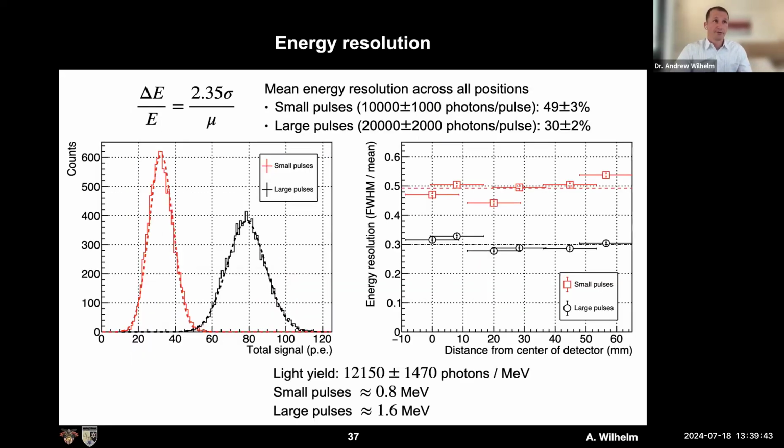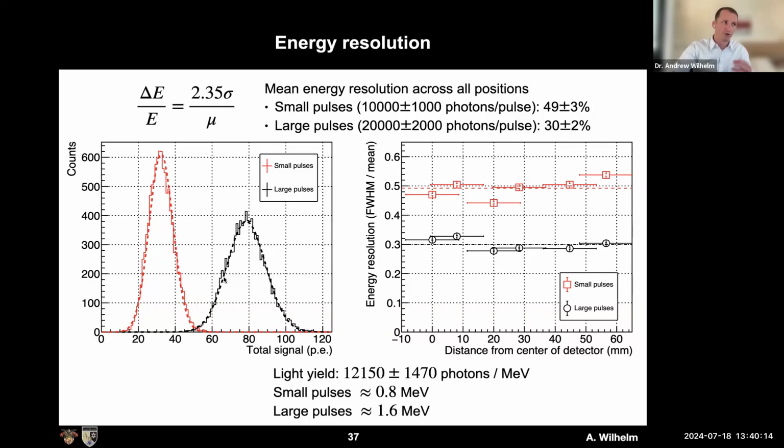The energy resolution that we measured, we found to be relatively independent of position in the detector. That's what we're showing on the right here. In order to measure this, I should say we again used the laser. We injected a known number of photons and then observed how the amount of signal varied over repeated pulses, and that gives us an indication of how accurately we can measure the number of photons that were created in the detector. And we found that it obeys a Gaussian relationship.